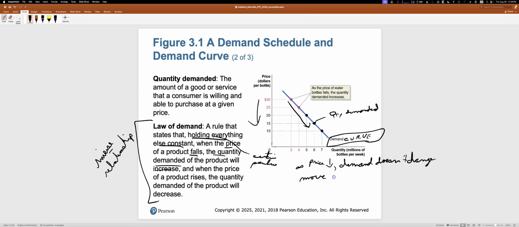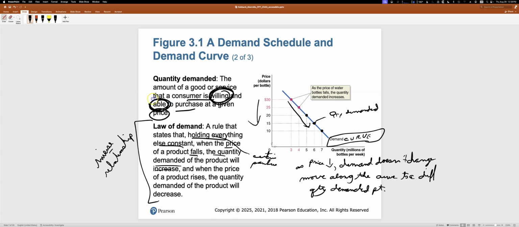Instead, I'm moving along the curve to a different quantity demanded point. And that's what we see right here. How much you're willing and able to purchase at a particular price. This is really important, and I don't think the book is going to emphasize it enough here. You have to both be willing and able to buy the good at that price.